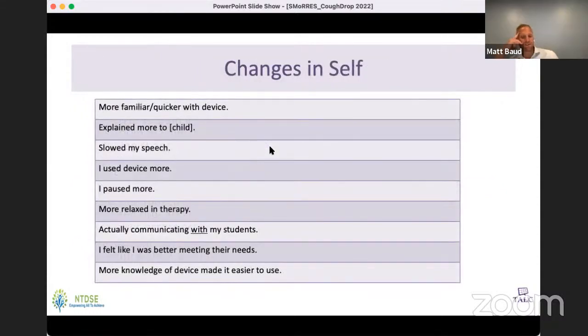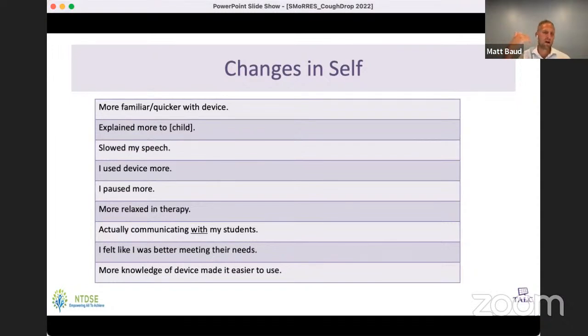Right. We also look at social validity, and I love these because guess what? I still hear this all the time after I do the coaching in the classroom, right? And they noted the changes in themselves. They were more familiar and quicker with the device, and they were saying that they weren't so familiar before, right? We found that with the 8 steps and doing it through with them, they've become more familiar.